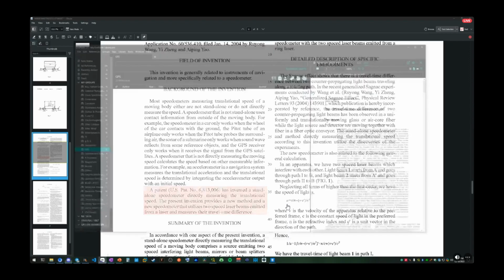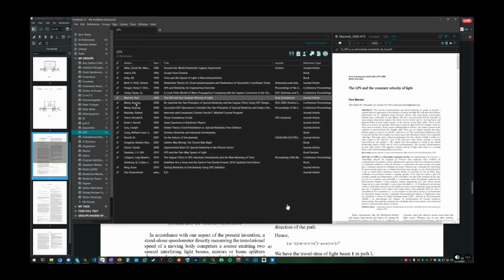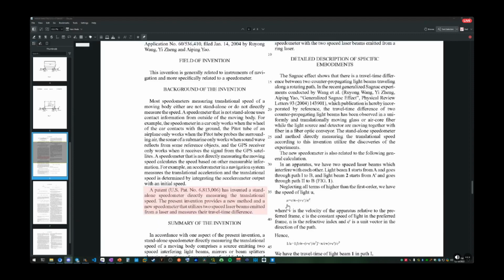Anyway, real quick, a speedometer that is not standalone uses contact information from outside the moving body. For example, a speedometer in a car only works when the wheel of the car is in contact with the ground.